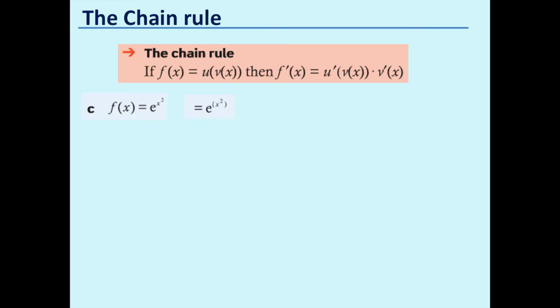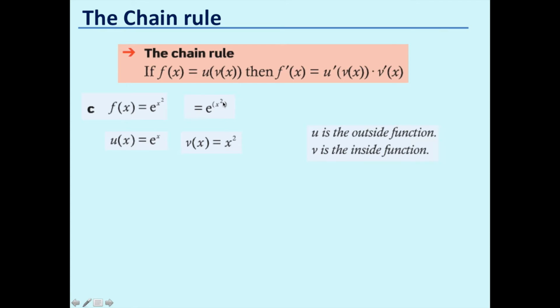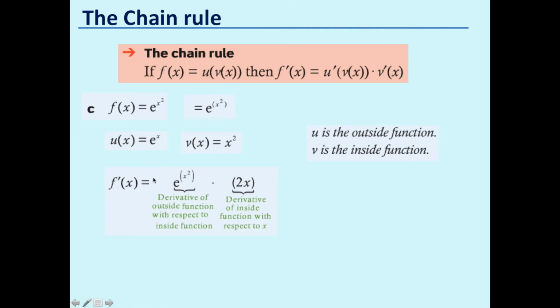For part C then, not immediately obvious, but your two functions are going to be u of x equals e to the x, so some value as a power of x, and v of x is going to be what is actually in here, which is x squared. So in this instance, the derivative of the outside with respect to the inside function.